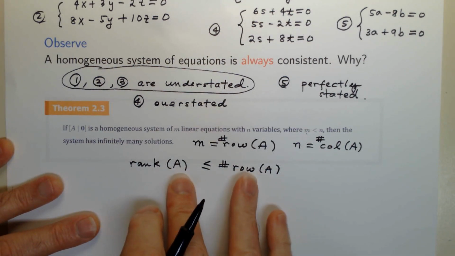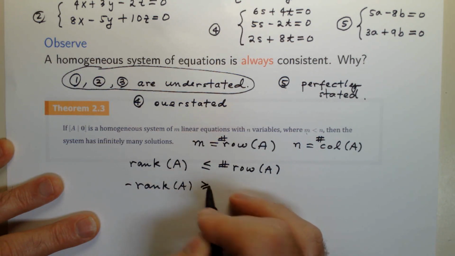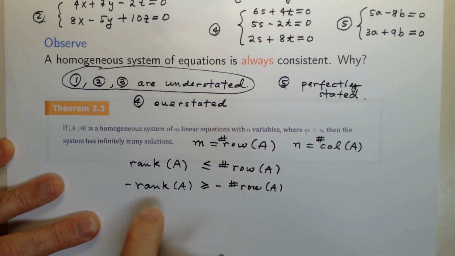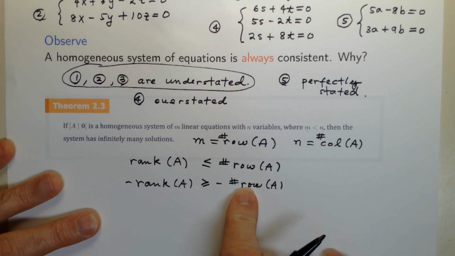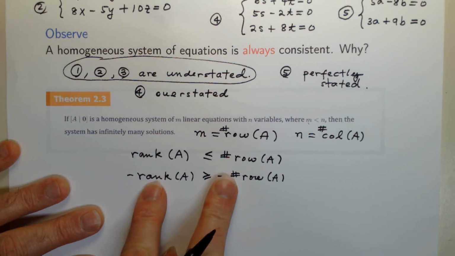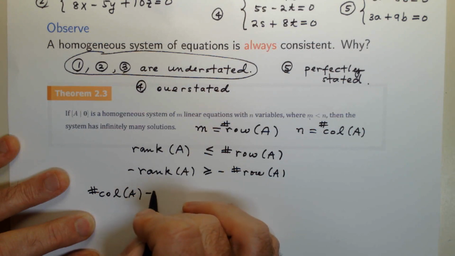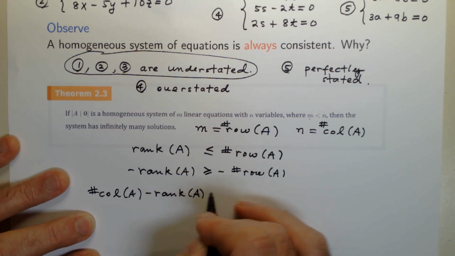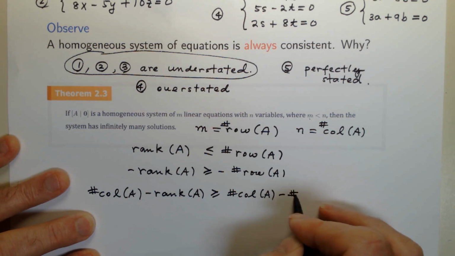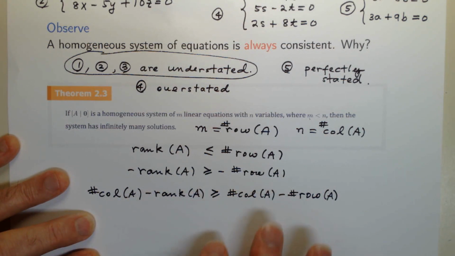Okay, now let's multiply both sides by -1. That's going to flip the inequality. So the negative of the rank is going to be bigger than or equal to the negative of the number of rows of A. Now I did this for a reason. I want to add the number of columns of A to both sides of this inequality. So I've simply taken this inequality from above and added the same thing to both sides. So I preserve the inequality.